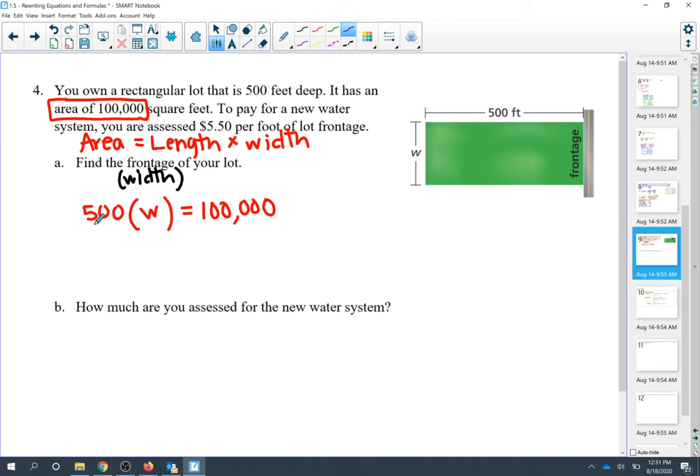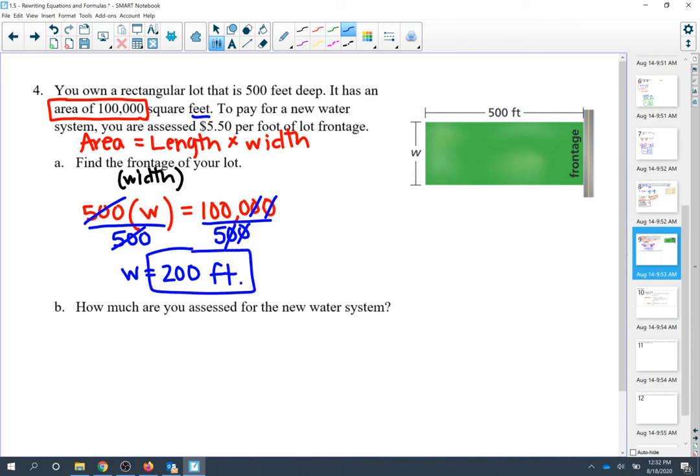This is 500 times W, so we're going to divide. W equals, if you're not sure, grab your calculator. I'm going to cancel 2 zeros, and then 1,000 divided by 5 is going to give me 200. And then if I look up here, we're talking about feet. So the frontage of my property is 200 feet, meaning I have 200 feet of my property along the road.